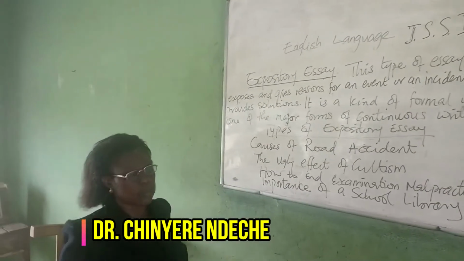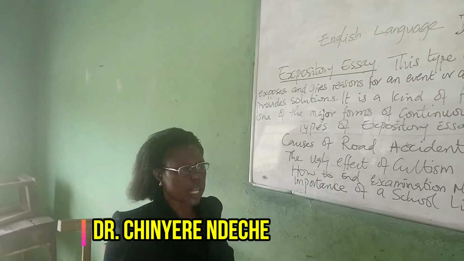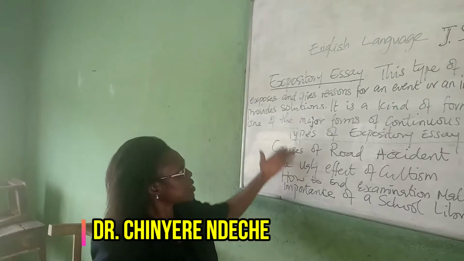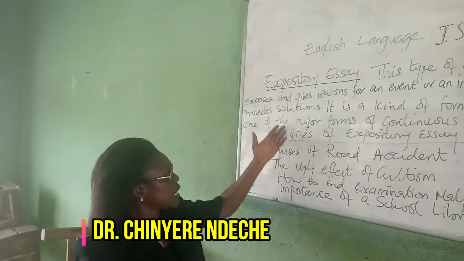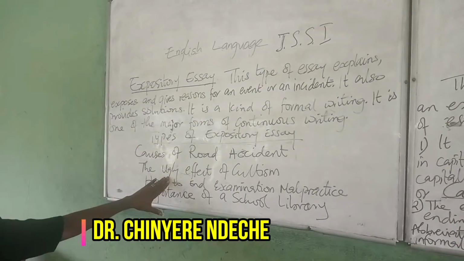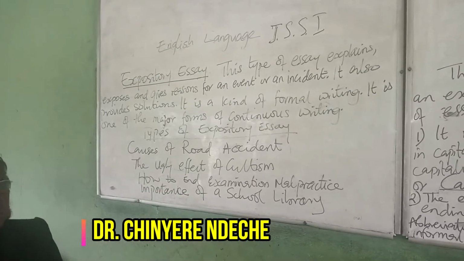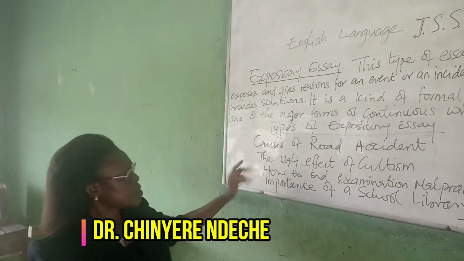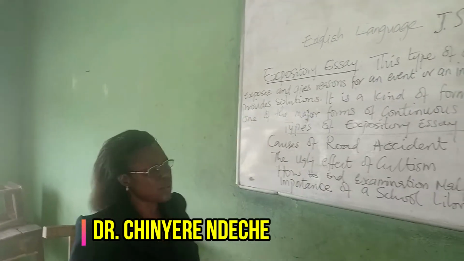You know that normally when you are given something to write, it's either you argue, or you narrate, or you explain. So in that case, you come into expository essay. Some of the topics you can find under this type of essay are something like causes of road accidents, the ugly effects of cultism, how to end examination malpractice, importance of a school library. These are examples. So in a situation like this, we are giving reasons why we have road accidents.